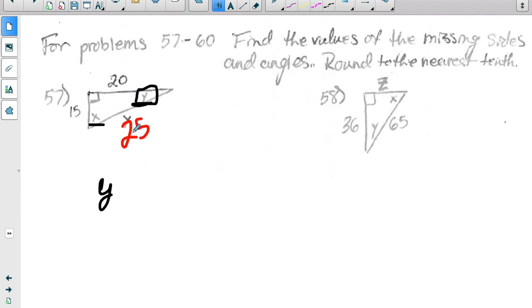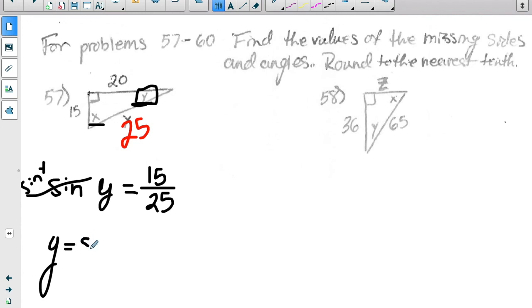Well, I have opposite and hypotenuse, so I can use sine. I have adjacent and hypotenuse, so I can use cosine. And I have opposite and adjacent, so I can use tangent. So I use sine to find the missing angle. Well, sine of y is equal to opposite, 15, over the hypotenuse, which is 25. Now to get rid of sine, I take sine inverse of both sides. Because sine inverse of sine of y will cancel, leaving me with y is equal to sine inverse of 15 over 25.